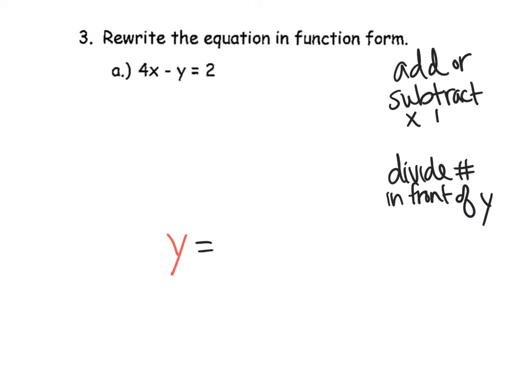You add or subtract the x term. So whatever has the x with it, move that over by adding or subtracting it. So, let's do that. The 4x. What do I do with the 4x? How would I get that over? It's a positive. Yeah, I'm going to subtract 4x.